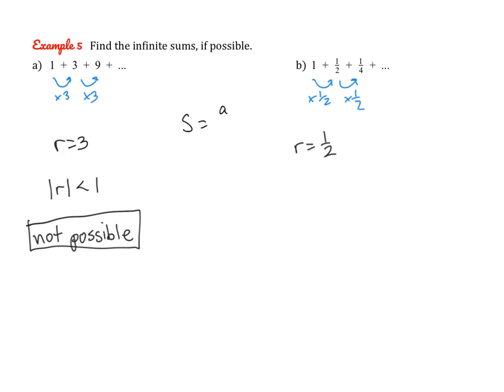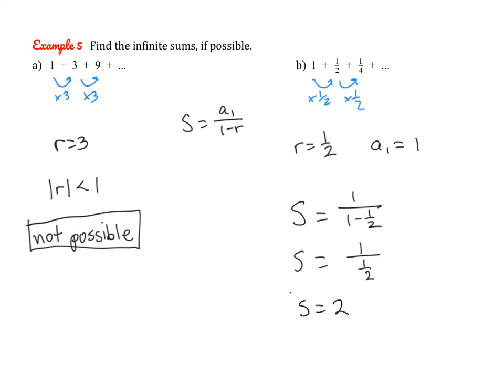Remember, S equals a sub 1 over 1 minus r. So we can see that our first term, a sub 1, is 1. So let's plug it in. So that infinite sum is 1 over 1 minus 1/2. And let's keep these as fractions and simplify. So in the denominator, we have 1/2. And if we multiply by the reciprocal, we're doing 1 times 2. So 1 divided by 1/2 is actually 2. So if you continued this series on forever and you found the sum, it would come so close to 2 that we just call the infinite sum 2.